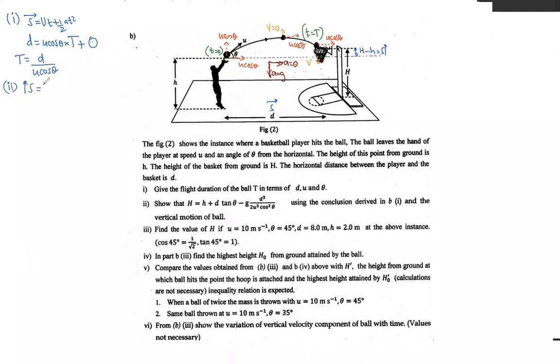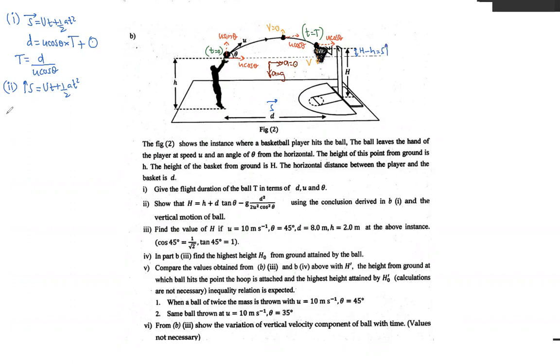Vertical displacement is equal to ut plus half at squared. Now, what is the vertical displacement? I have clearly marked that in the diagram, so I can use these things. You should also draw a rough diagram. You don't have to draw the man and the ball; it's enough to draw the path of the ball in your answer script and mark these things.